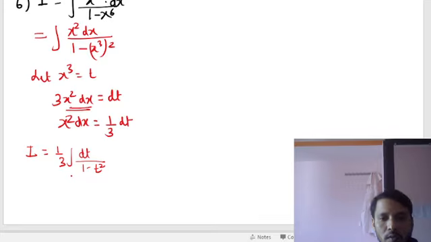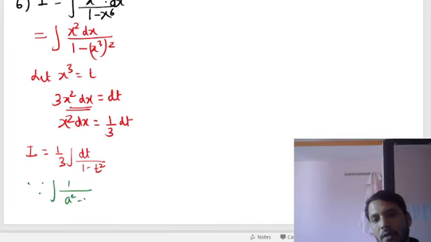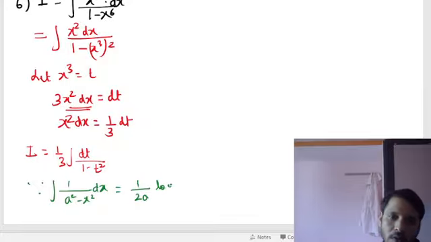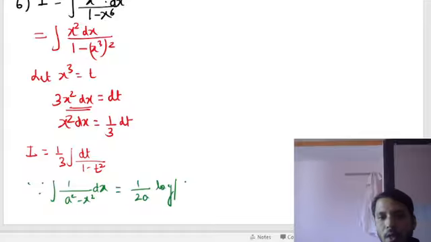Now it is like a square minus x square, and we know the formula for that. What is that? If we have this type of integration, so the formula for this is, since we know, integration of 1 upon a square minus x square into dx, this is equal to 1 upon 2a and log mod a plus x divided by a minus x plus c.